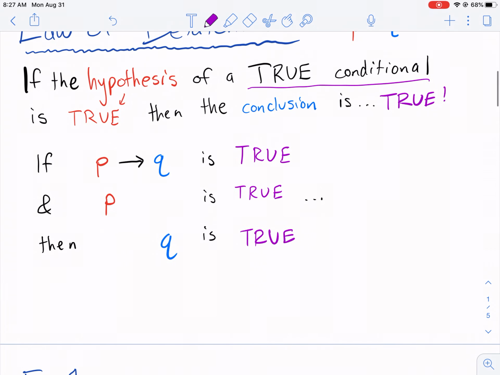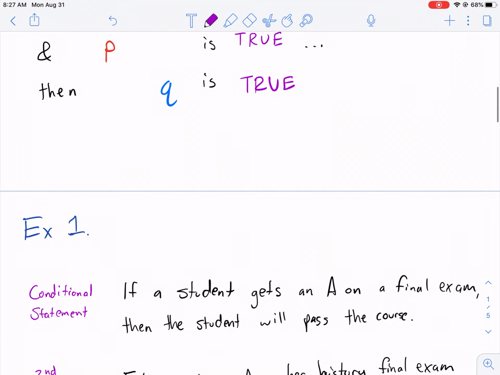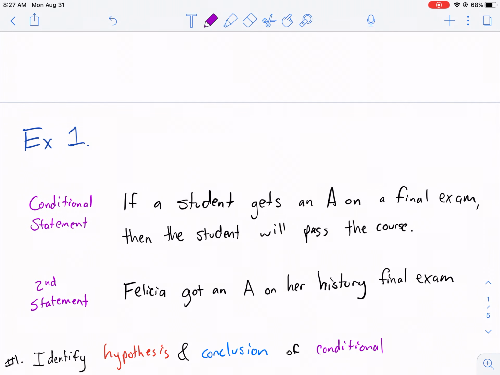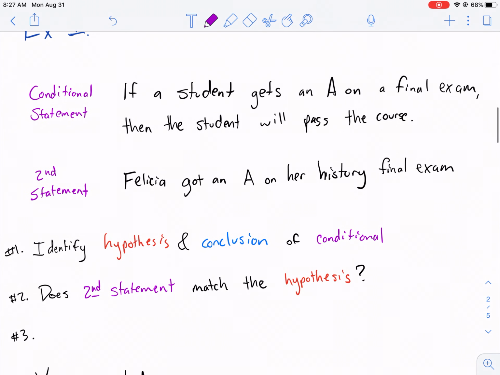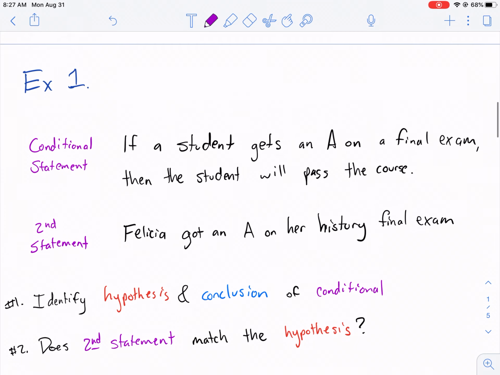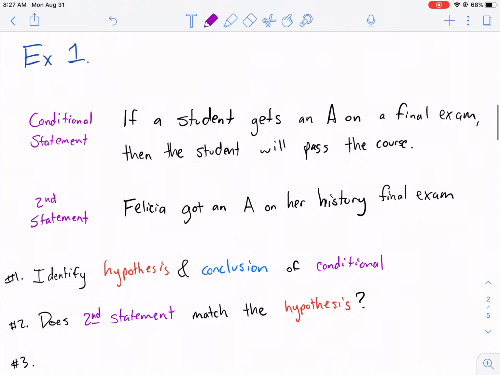This is very abstract with just letters and arrows. Let's give it an example and maybe we'll understand it a little bit better. Here's our conditional statement. First, we have to figure out if it's true. If a student gets an A on a final exam, then the student will pass the course. Let's assume this is true, that for this particular school or course, that's how it works. Second statement: Felicia got an A on her history final exam.